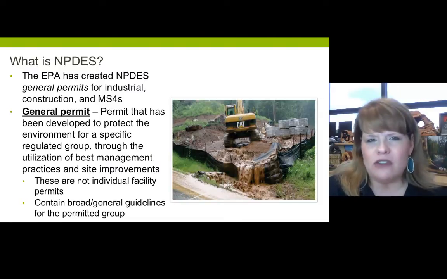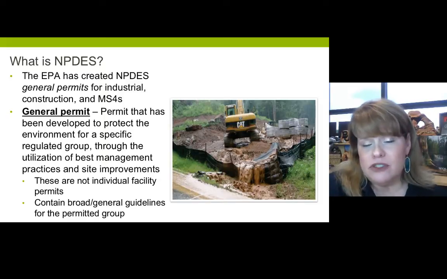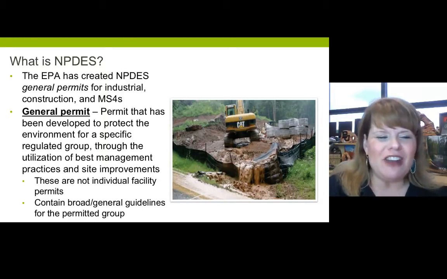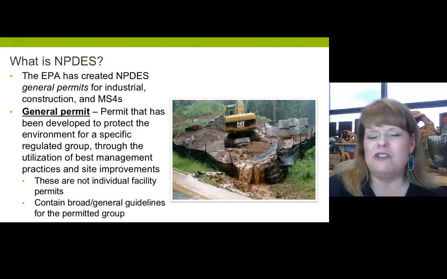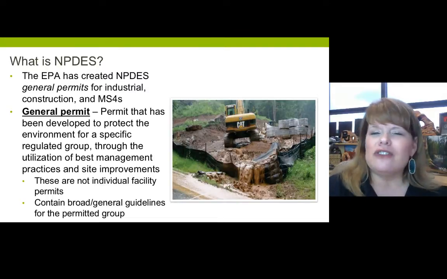These general permits are kind of like cookie cutter permits. They apply to a general group of businesses, entities, or cities that meet some general criteria. That's why they're called general permits. So by definition, a general permit is a permit that has been developed to protect the environment for a specific regulated group through the utilization of best management practices and site improvements.